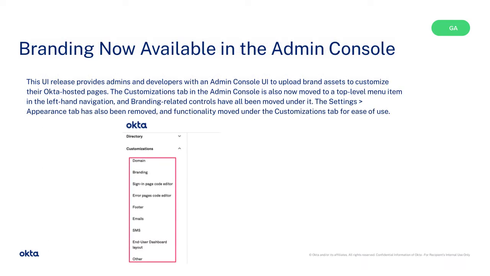Branding is now available in the Admin Console. This UI release provides admins and developers with an Admin Console UI to upload brand assets to customize their Okta-hosted pages. The Customizations tab in the Admin Console is also now moved to a top-level menu item in the left-hand navigation, and branding-related controls have all been moved underneath it. The Settings Appearance tab has also been removed, and functionality moved under the Customizations tab for ease of use.